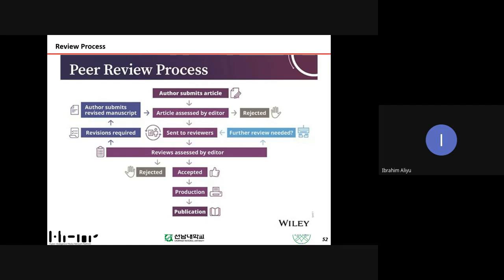If it is rejected, they send you a message: we've reviewed it, we are sorry, we cannot take it further, and you are advised not to resubmit. So that's rejected. Most of the time, they ask you to revise. In the revision process, you receive the reviewers' comments and their concerns. This is the point at which you work on those comments and then send back to the editor.